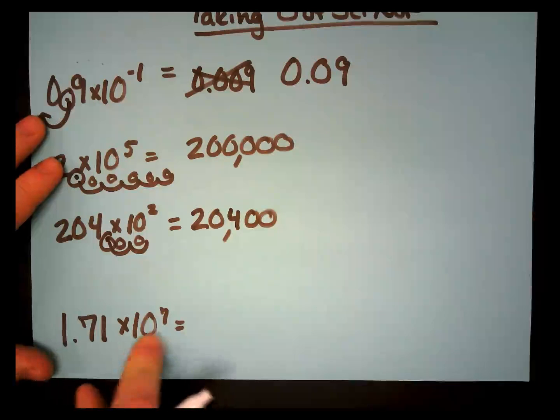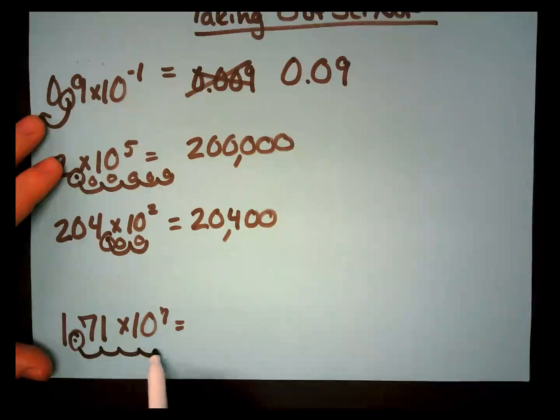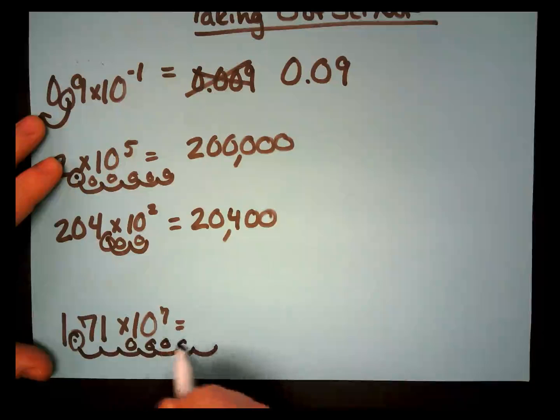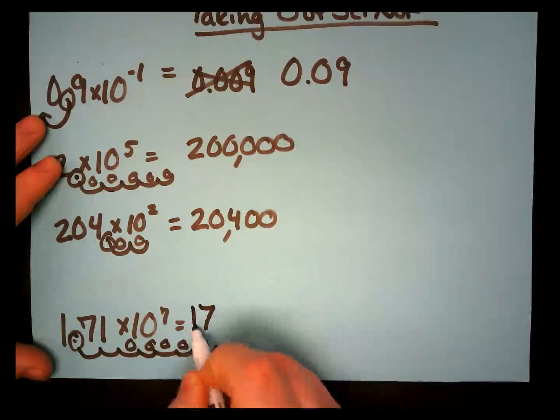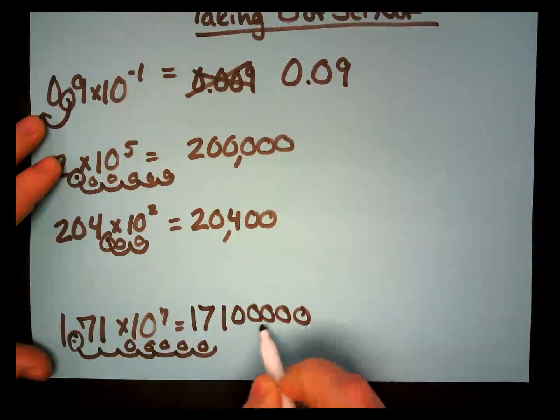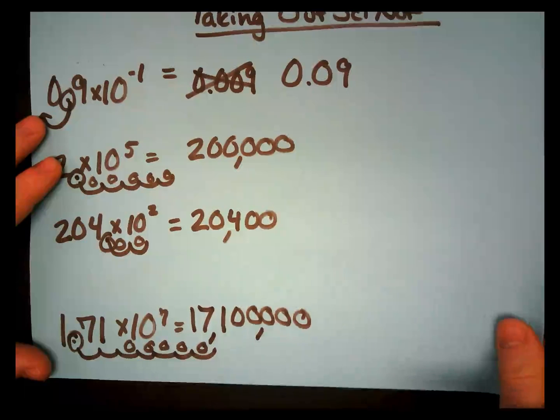1.71 times 10 to the 7th power. Find that easy peasy decimal point, and we're going to move it 7 places to the right. So 1, 2, 3, 4, 5, 6, 7. And then we have 17,100,000 for our answer here. Okay.